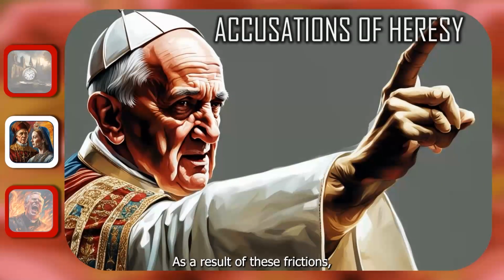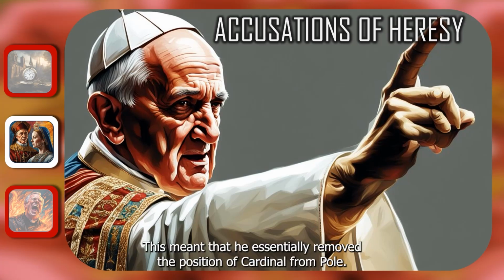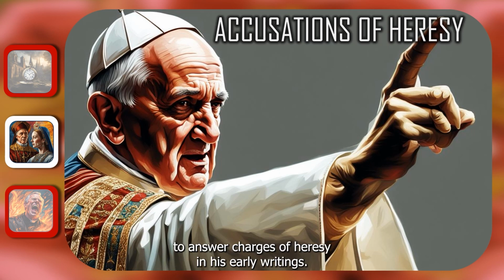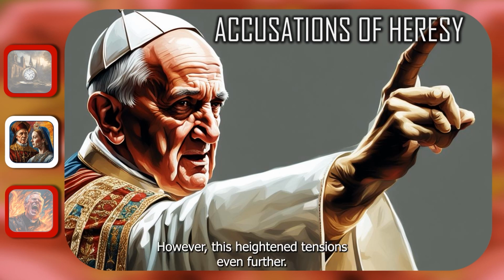As a result of these frictions, Paul IV cancelled Pole's legatine authority. This meant that he essentially removed the position of cardinal from Pole. Then, to make matters worse, Paul recalled Pole to Rome in order to answer charges of heresy in his early writings. Mary refused to release Pole, suspecting, perhaps, that if she acquiesced then she would never see him again. However, this heightened tensions even further. Now both the monarch and the leading cleric of England were in direct defiance to the papacy.